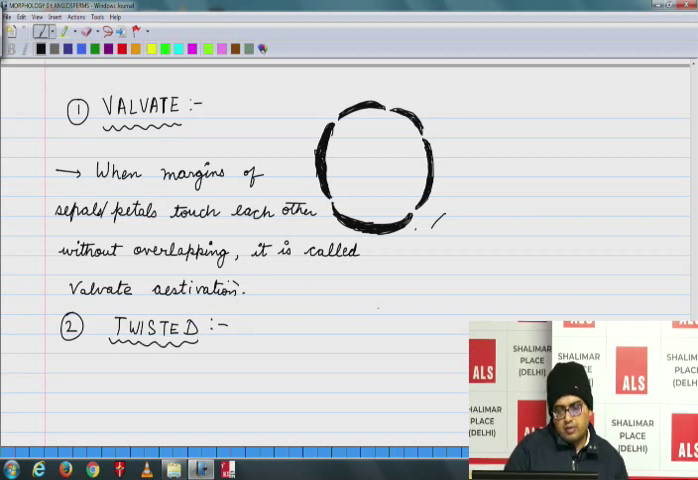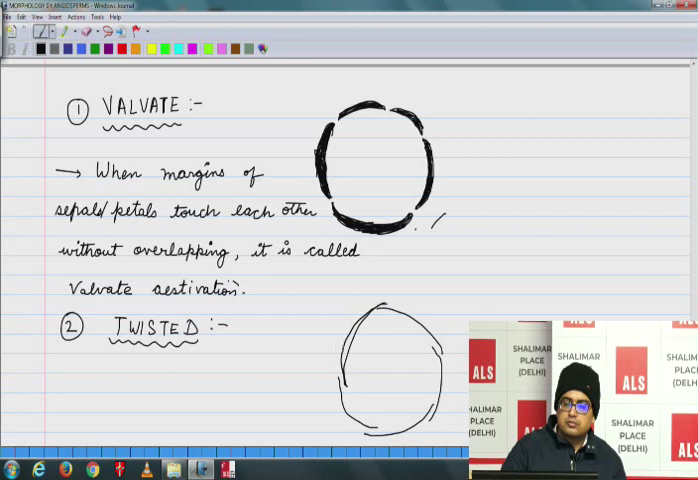In twisted type of estivation, what happens is one margin remains above the other. One margin remains above the other.